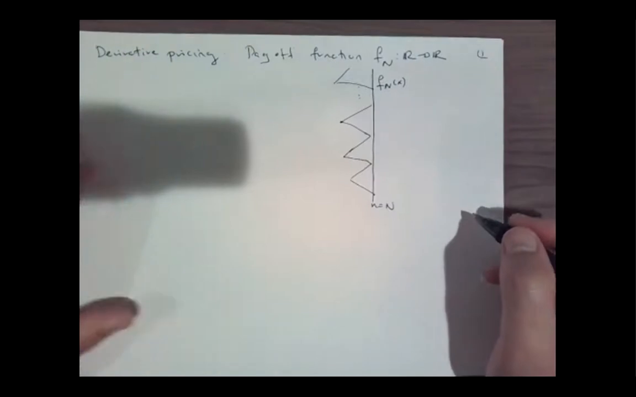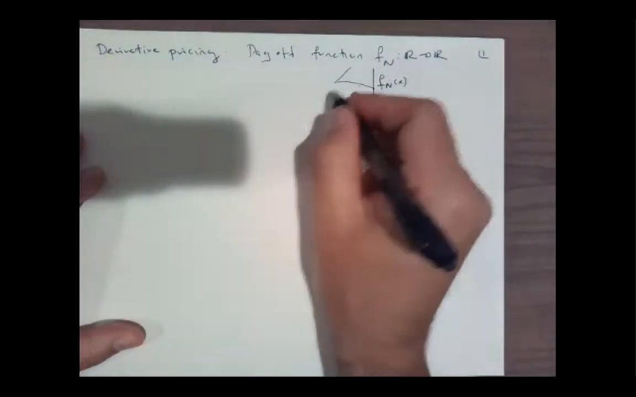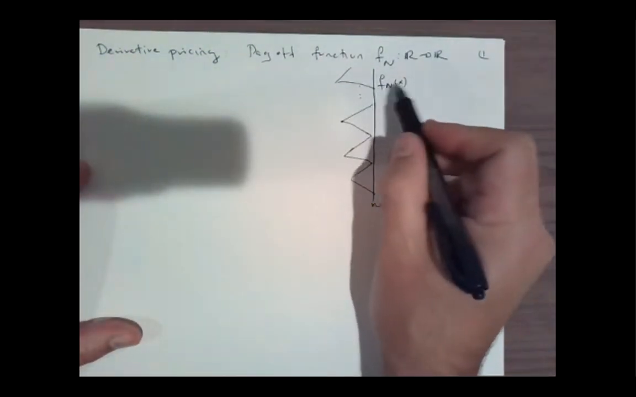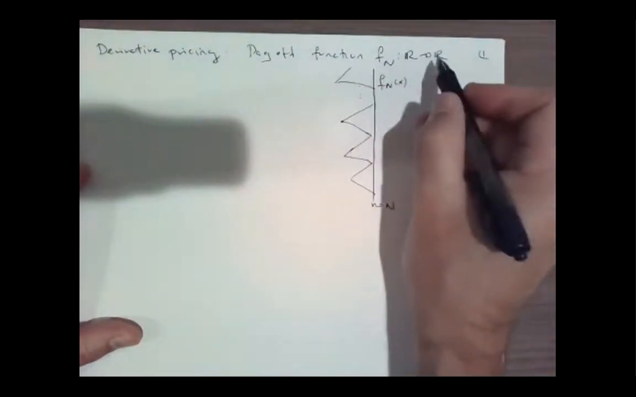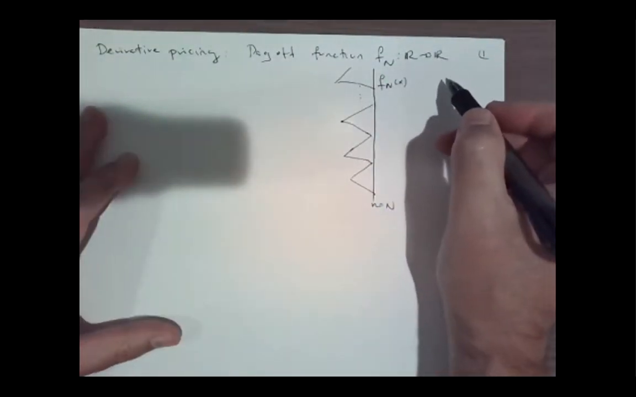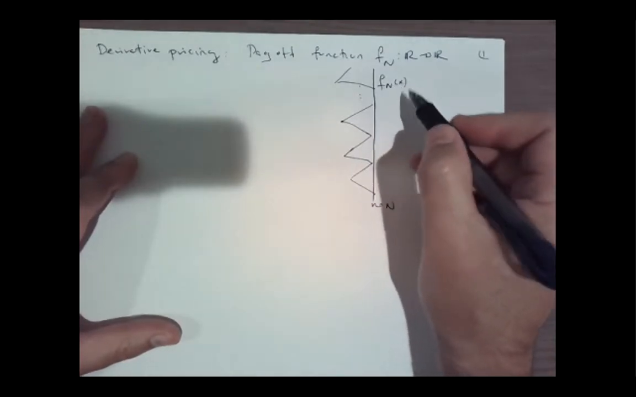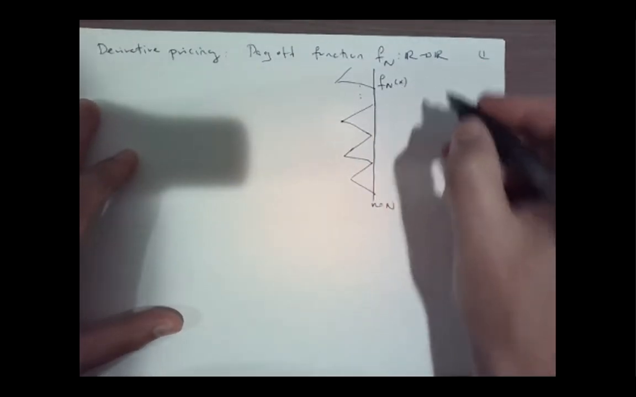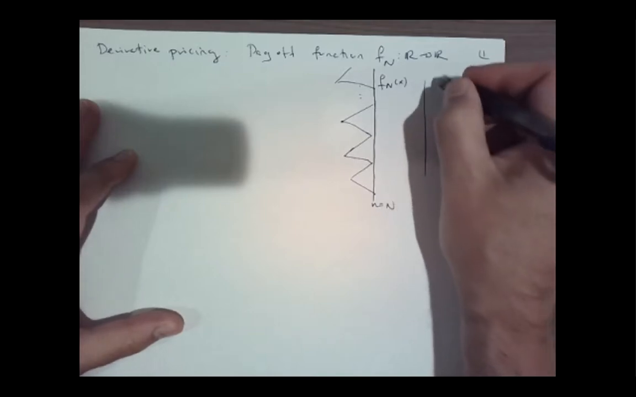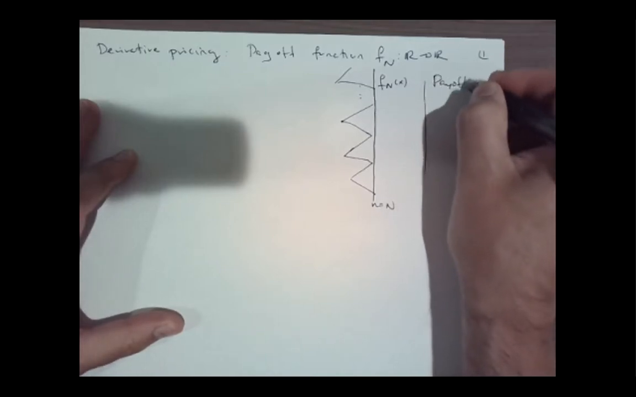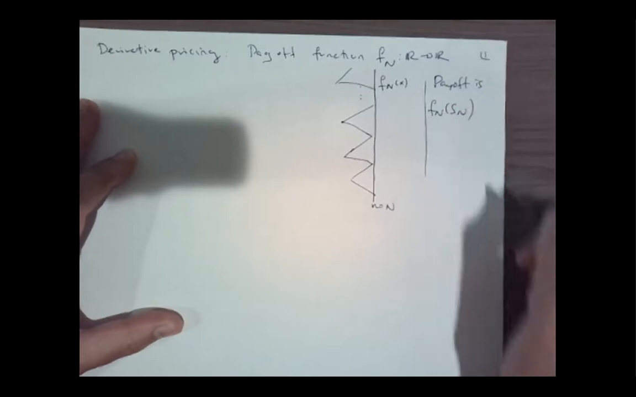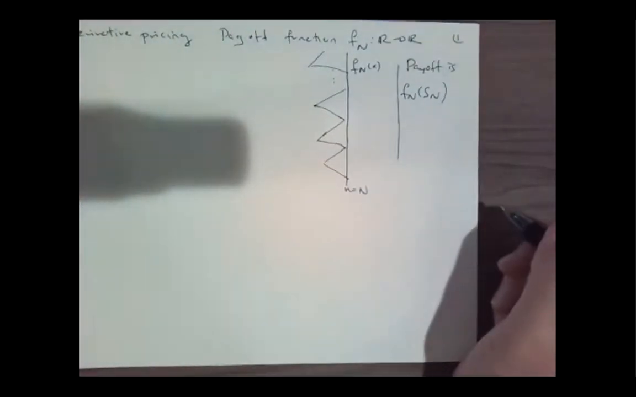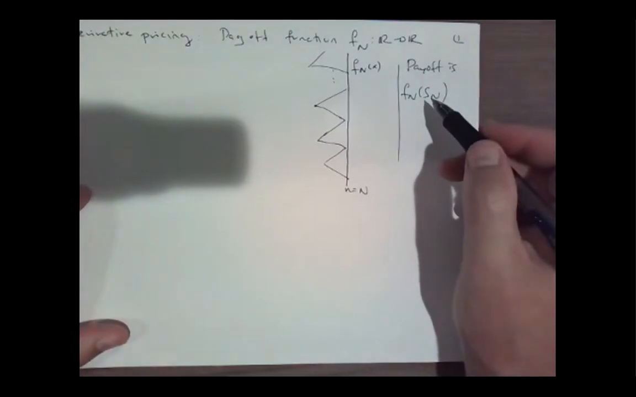And so in derivative pricing, what you're given at the end is this function, so the payoff is going to be Fn composed with the stock at time n, right? So the payoff is going to be Fn composed with Sn. So that's random, and it depends on what the stock price is.